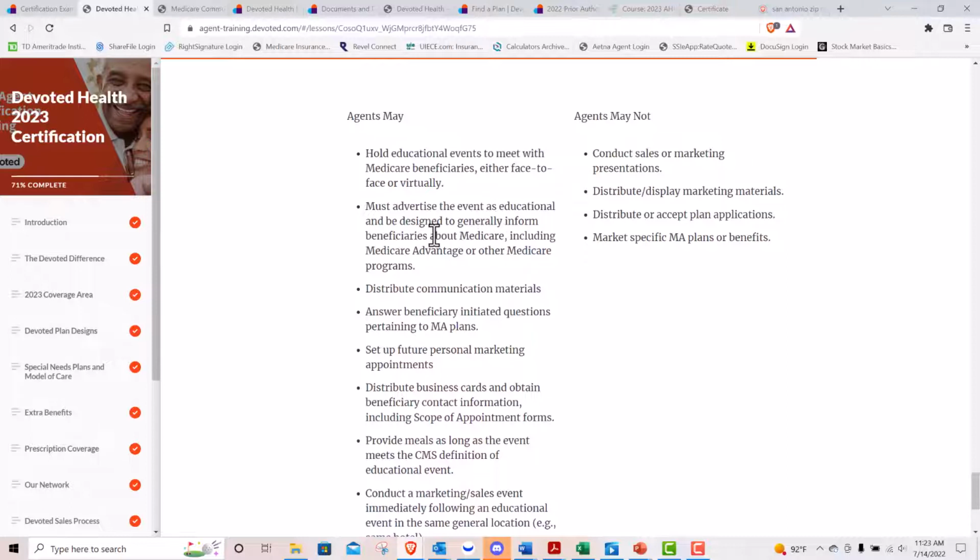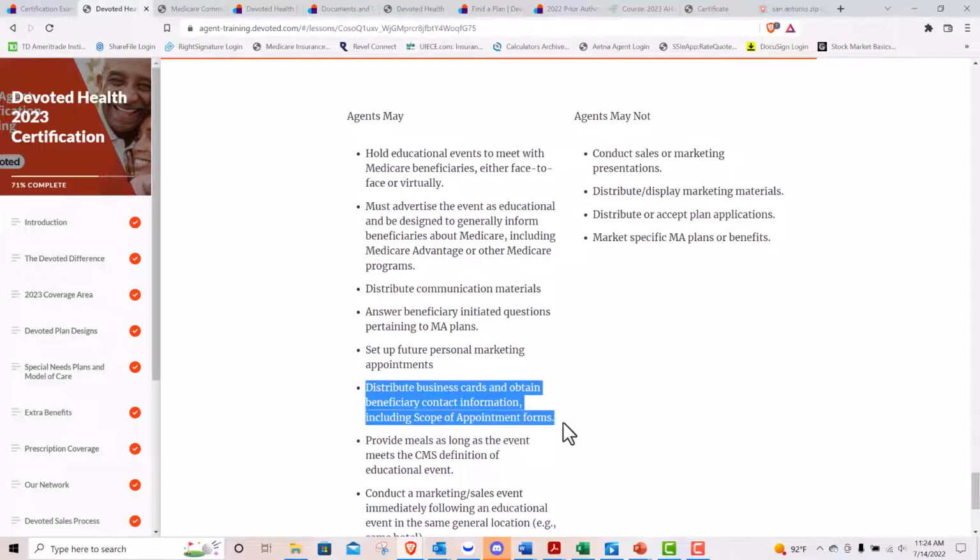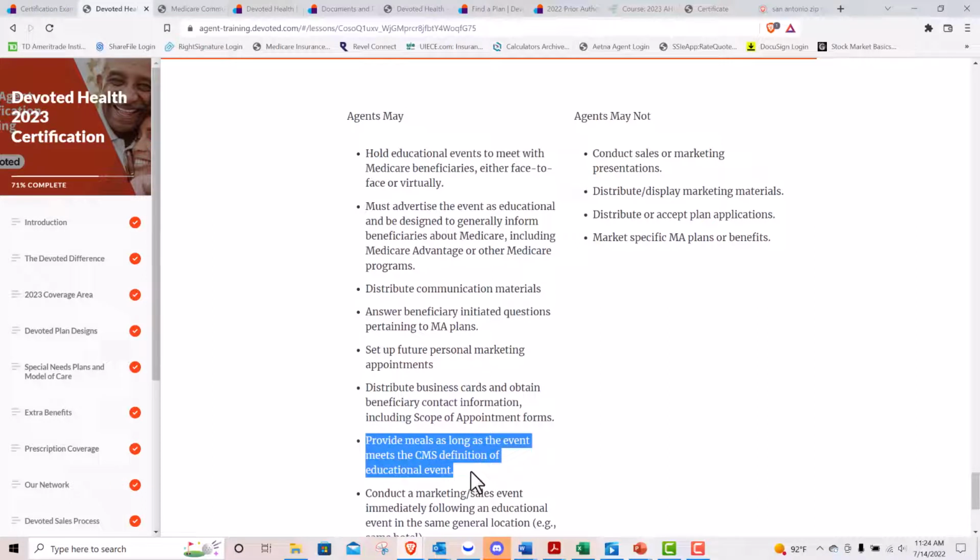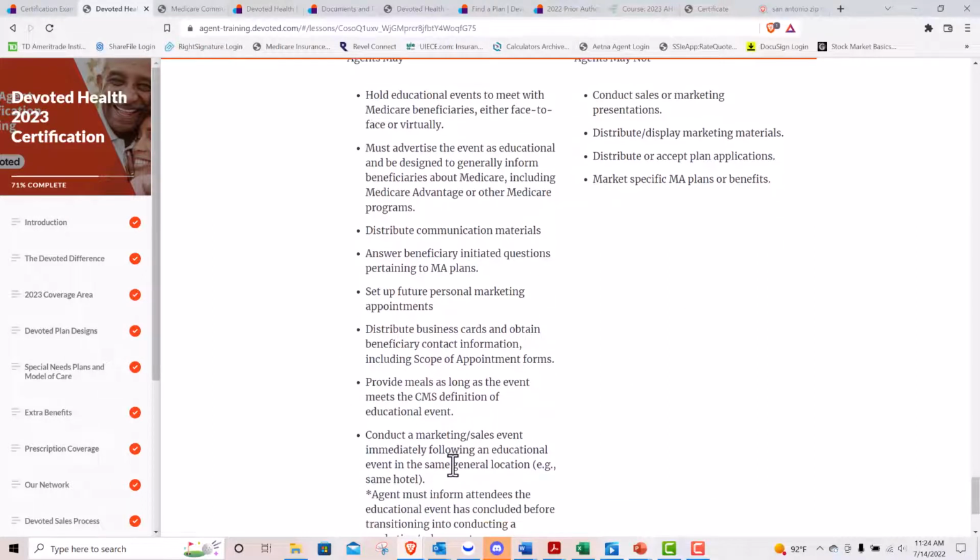You can talk about Medicare Advantage. You can talk about Medicare Supplement. You can talk about Medicare Part D. You can distribute any kind of educational materials. You can set up future personal marketing appointments. You can, of course, do all these things. You can even have a scope of appointment. You can provide meals, but only if the event is an educational event.